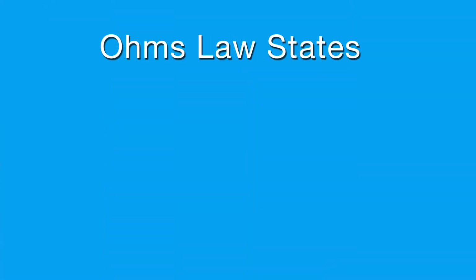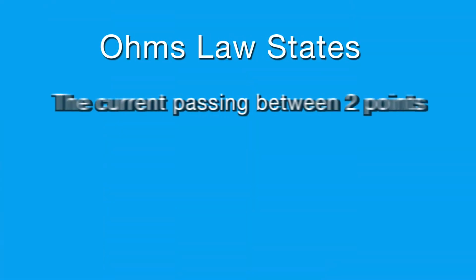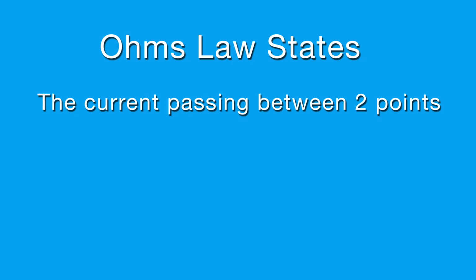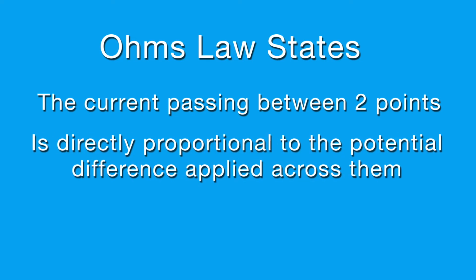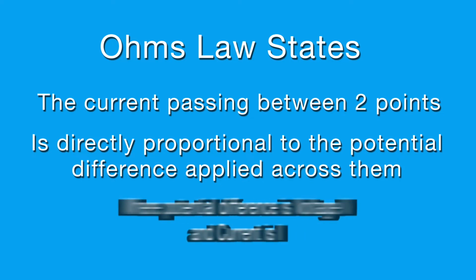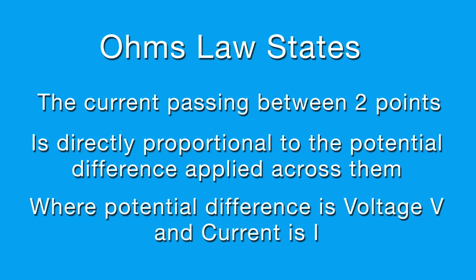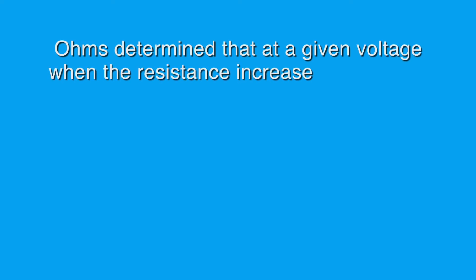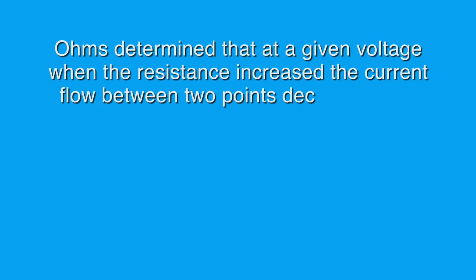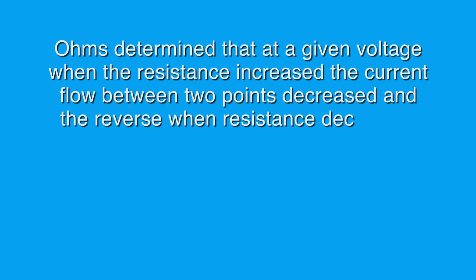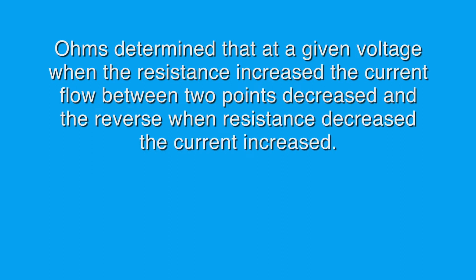Ohm's law states that in an electrical circuit, the current passing between 2 points is directly proportional to the potential difference applied across them. Where potential difference is voltage V and current is I, it is a function of amps times volts, with amps having the designation I and volts V. Ohm determined that at a given voltage, when the resistance increased, the current flow between 2 points decreased, and the reverse when resistance decreased and the current increased.